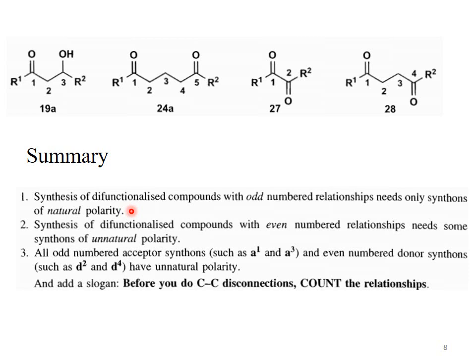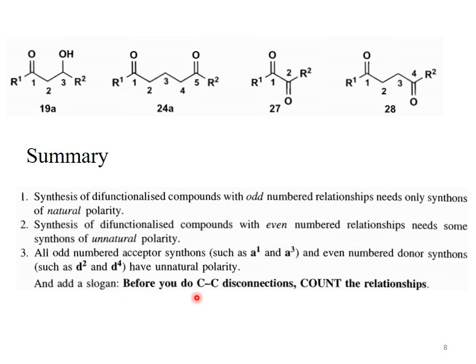Here is the summary. Synthesis of a difunctionalized compound with odd number relationship needs only synthons of natural polarity. In the previous slides I told you that when a beta bond is cleaved in a 1,3 dicarbonyl compound, a difunctionalized compound, then we obtain two fragments. Both coupling partners possess natural polarity. Synthesis of a difunctionalized compound with even number relationship needs some synthons of unnatural polarity.